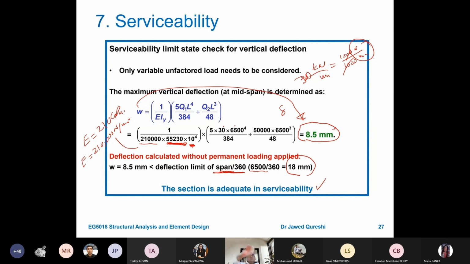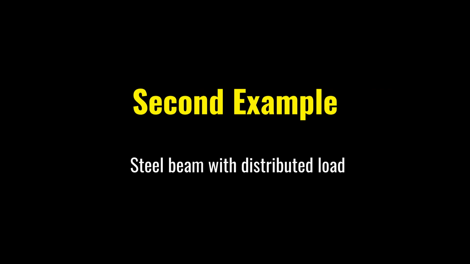Now serviceability is a major issue in restrained beams. When it does not satisfy serviceability, you choose the next deeper section. When the depth is more, it will increase I, the second moment of area, and as a result it will reduce the deflection. The second example is related to a steel beam with distributed load. Let us solve this example.